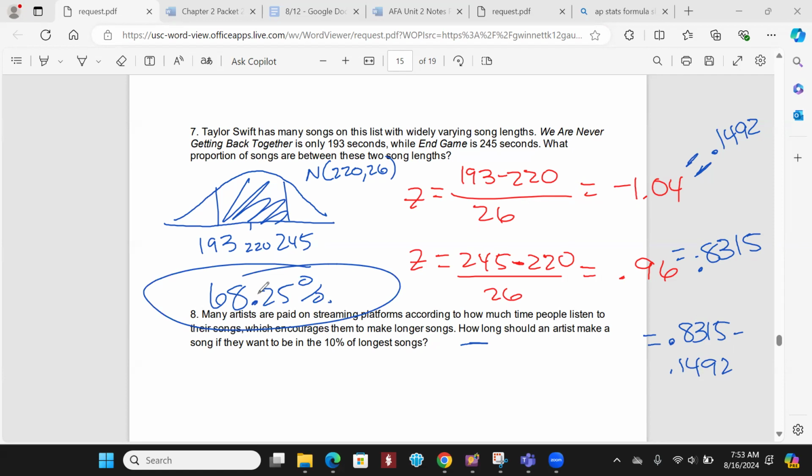Yeah, it should be 2.3. Everybody okay? Nothing crazy?